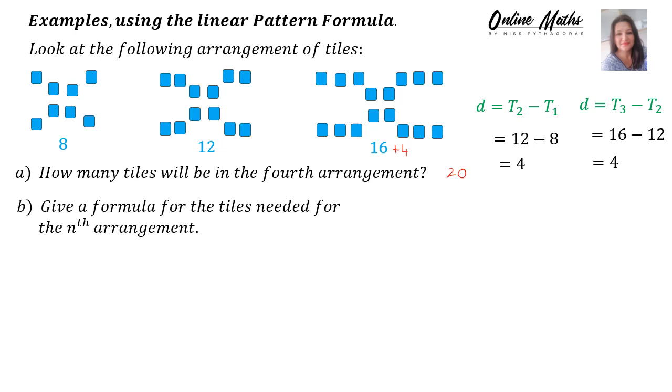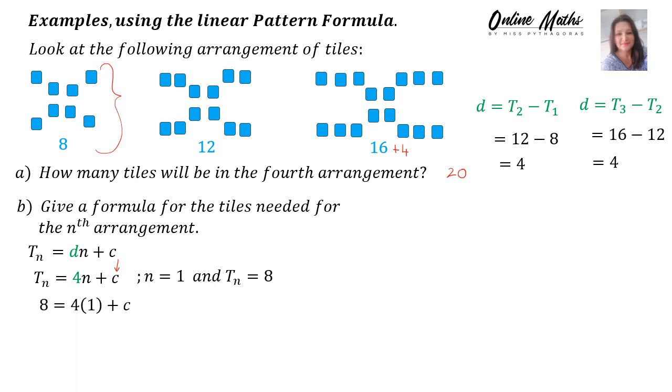B. Give a formula for the tiles needed for the nth arrangement. So I'm actually asking for a formula for the general term. We start with Tn is equal to Dn plus C, and then we calculated D's value, the constant difference, was 4, and we substitute in D's place 4. Again, to find C's value, we zoom in on the first term. Now that means n is equal to 1, the first term, and Tn is 8. How many tiles is in that arrangement?